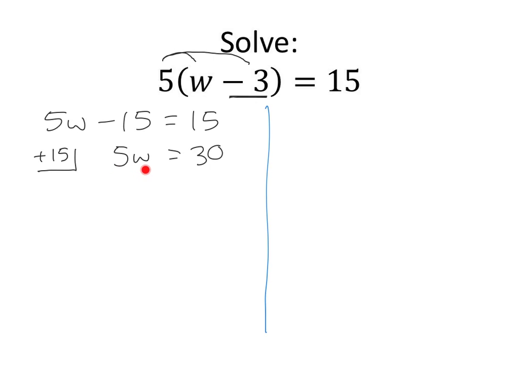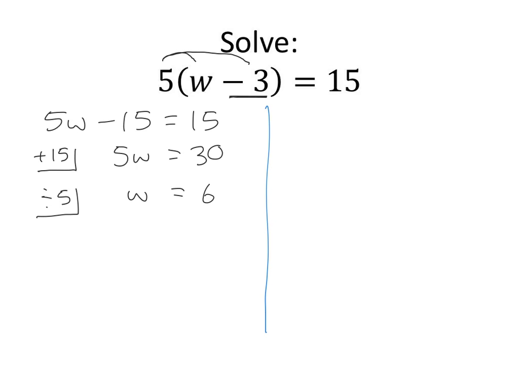And now 5 times w, the opposite of multiplying by 5 is dividing by 5. And so dividing both sides by 5 leaves me with w on the left hand side. 30 divided by 5 equals 6.